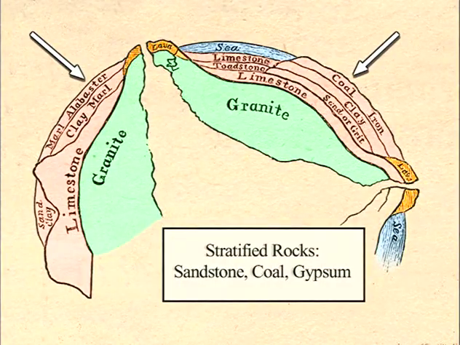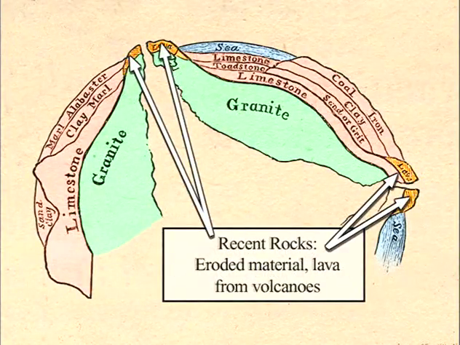Stratified rocks were predominantly low-lying and horizontally positioned. Some of them, he concluded from their properties, must have been consolidated in stormy seas, others in seas more calm. That brings us to the final class of formations. He called it the recent class.